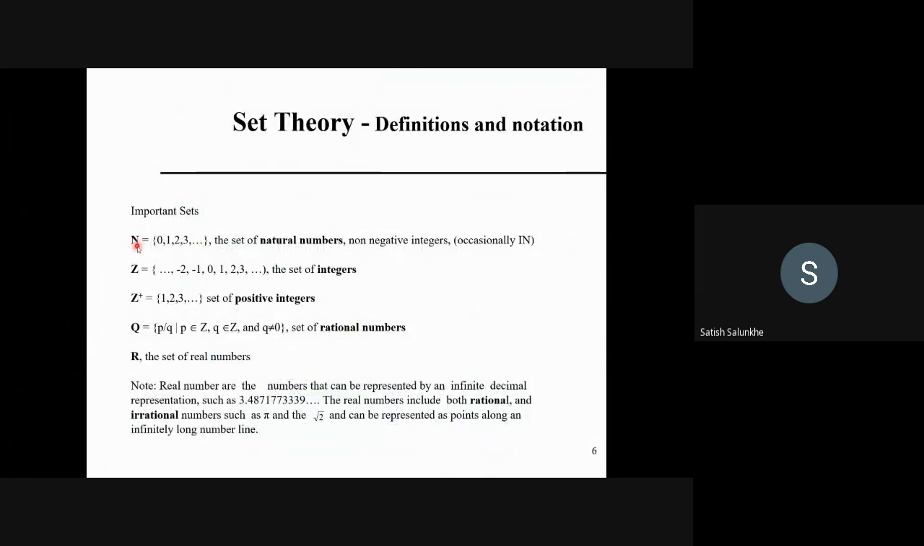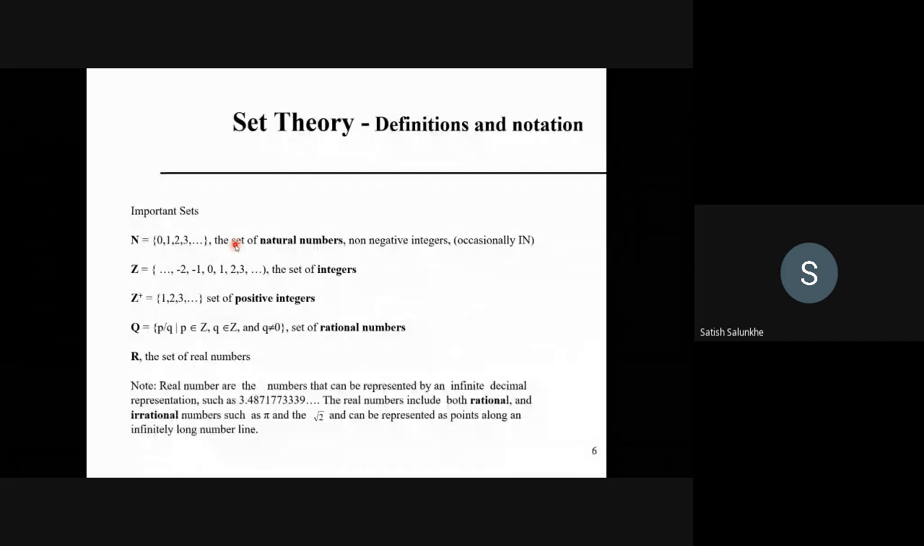Set N is the collection of all the non-negative integers. If you take the set of all integers, then it is denoted by capital Z. If you want to talk only about positive, then Z plus. If you want to talk only about negative, then Z minus. Similarly, W contains 0, 1, 2, 3. The natural set contains all the integers starting from 0. N contains 0 also.